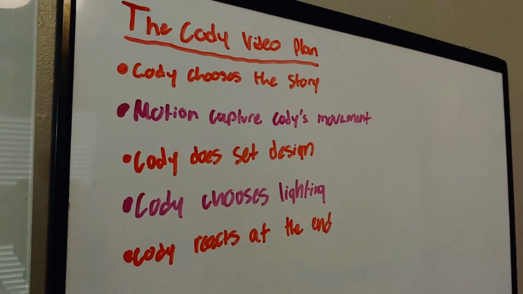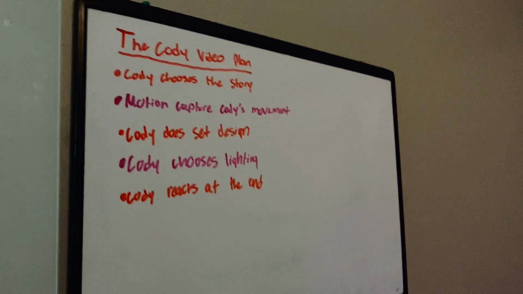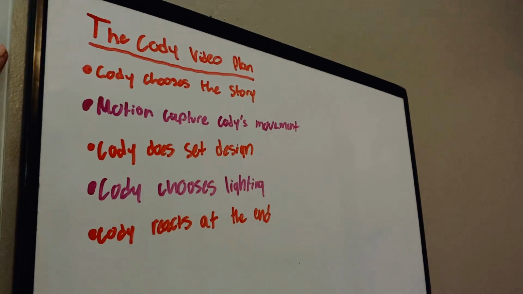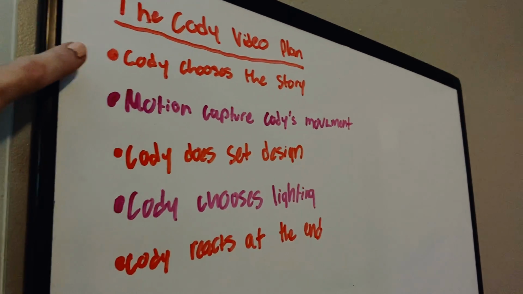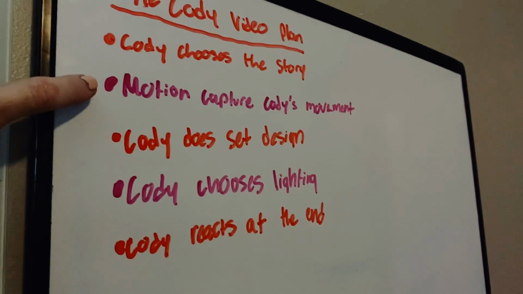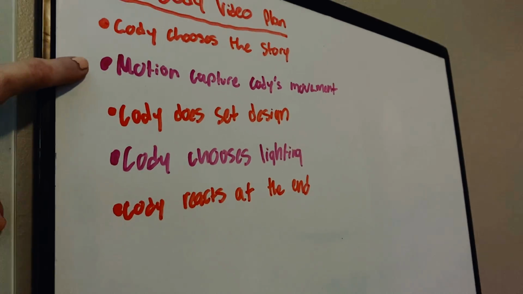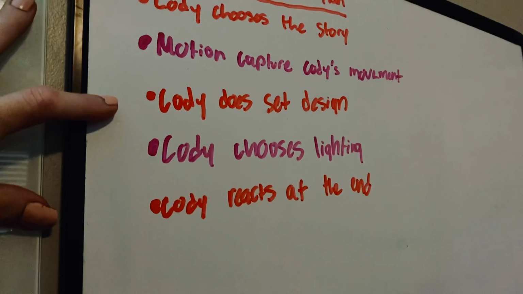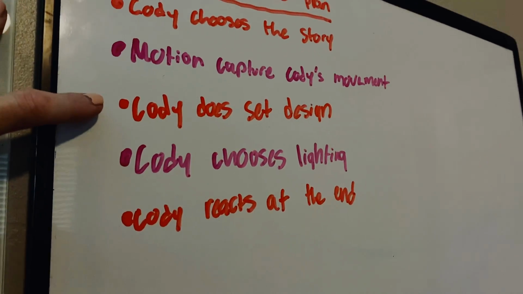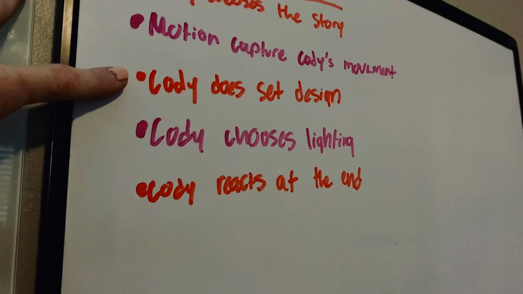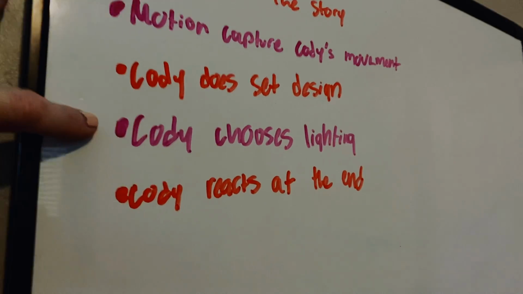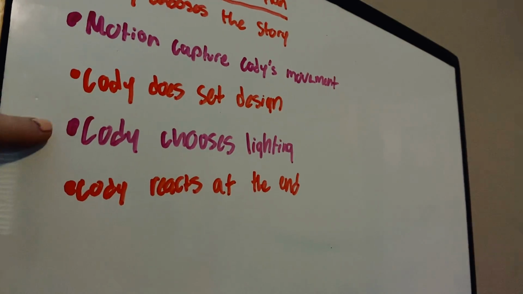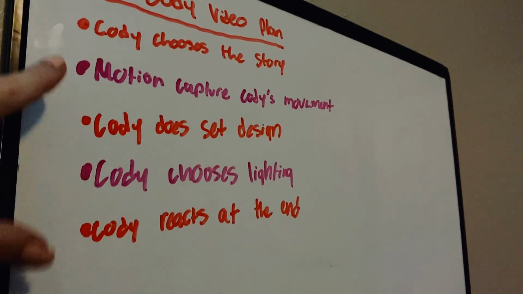All right, I have come up with a plan. In the last video, we just had Cody come up with a story, but I think we should go even further. In this video, Cody will come up with a story, and then we're gonna motion capture Cody's movement. After that, we will do the set design. Well, Cody will do it, and we will use a different technique of choosing. And then after Cody designs the set, Cody will choose the lighting of the scenes and make it look all pretty.